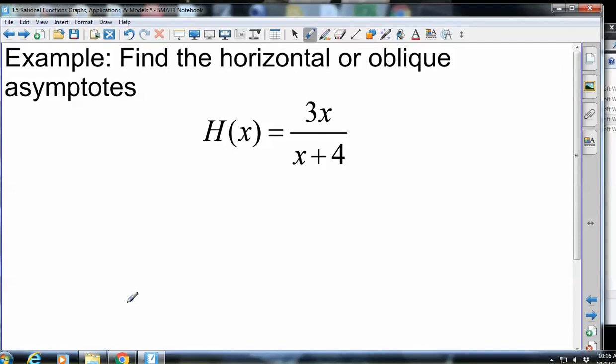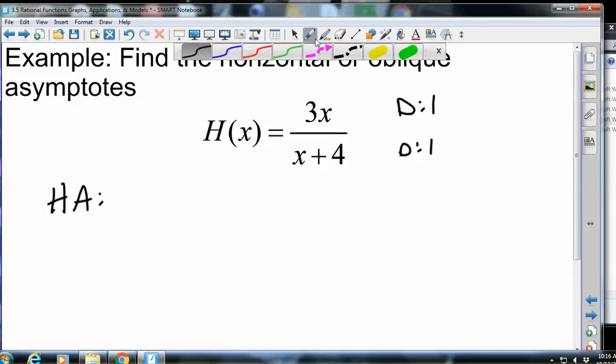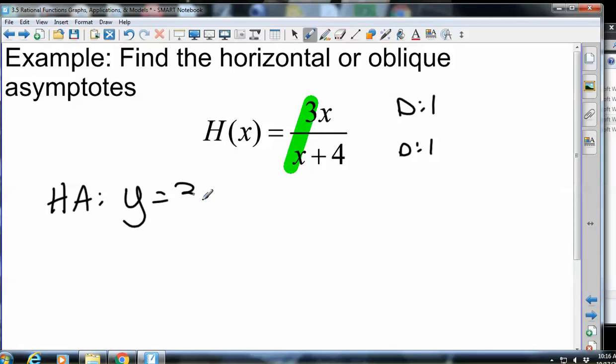All right, this one. What's it going to be? Horizontal. Degree on the top is 1. Bottom is 1. So same degree means divide leading coefficients. So we get y equals 3, just like 3 over 1.